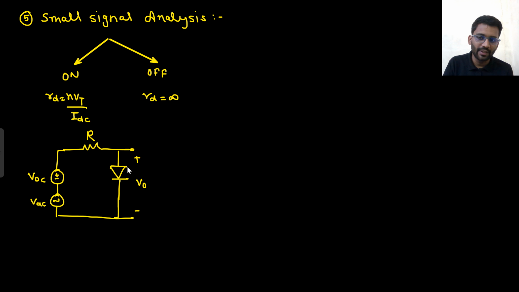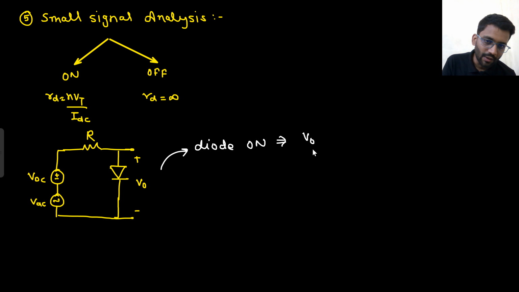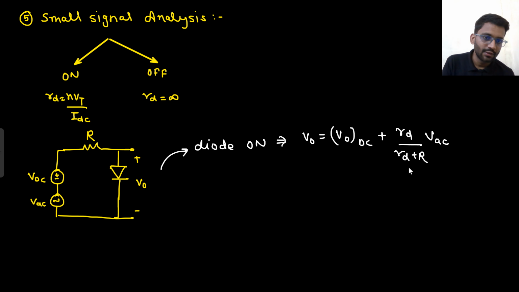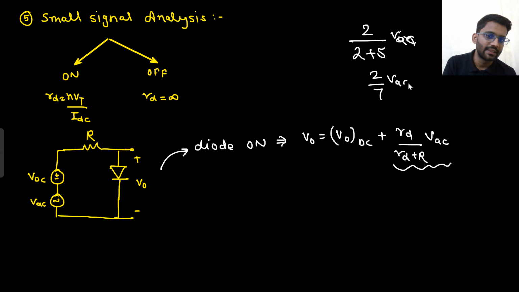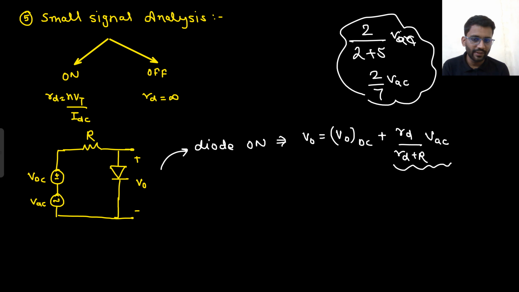Based on the DC analysis, if the diode is on, what would be your output? Your output would simply be some DC output plus, for AC, the diode replaced with rd, so the output would be rd upon rd plus R into VAC. So this is not amplified, right? Let's assume small rd is 2 and capital R is 5. So it would be 2 upon 2 plus 5 into Vin, so 2 by 7 VAC. This is not amplified, right? You are not getting the amplification here.